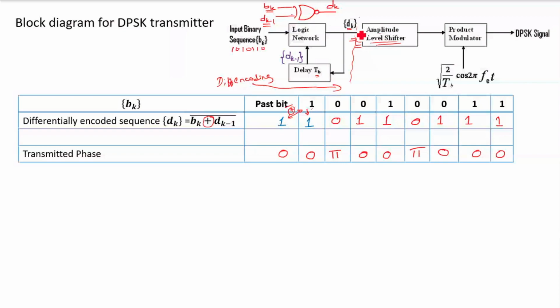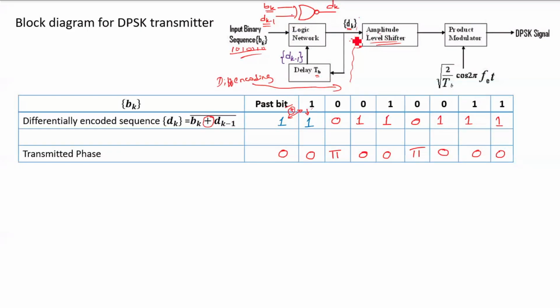Okay, I get the binary data only. Instead of considering this to be binary data, I am considering it as binary data only after differential encoding. The advantage of going like this is I don't require a carrier reference at the receiver. So how can we receive it? Let us see.